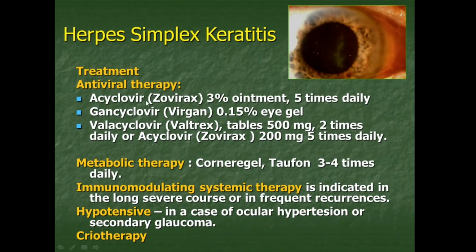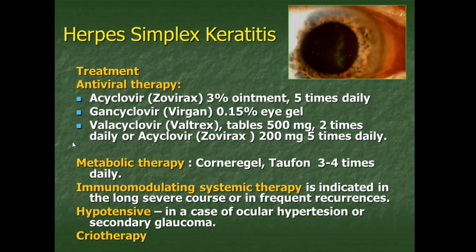Okay, as for the treatment of herpes simplex keratitis, we have a specific local treatment, antiviral substances. It may be acyclovir, company name Zavirax, 3% ointment 5 times per day. Or we can prescribe ganciclovir, Virgan, 0.15% eye gel, also 5 times per day. This is local treatment, a specific antiviral treatment.